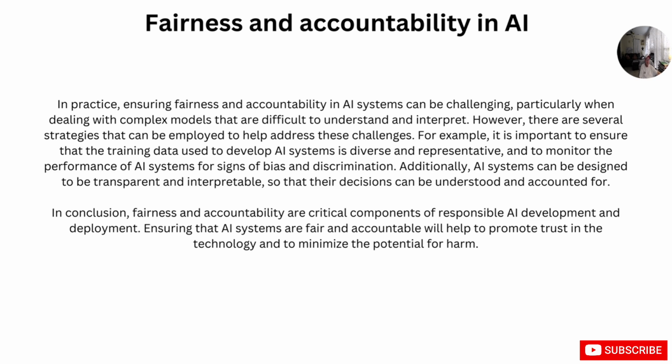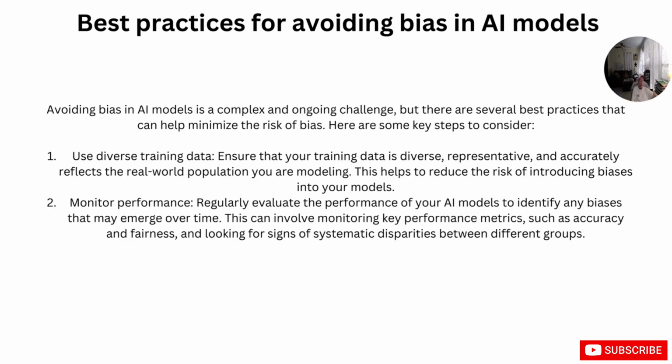Additionally, AI systems can be designed to be transparent and interpretable so that their decisions can be understood and accounted for. In conclusion, fairness and accountability are critical components of responsible AI development and deployment. Ensuring that AI systems are fair and accountable will help to promote trust in the technology and to minimize the potential for harm.